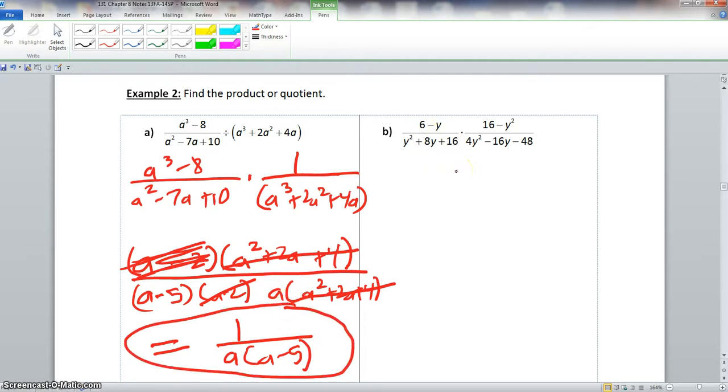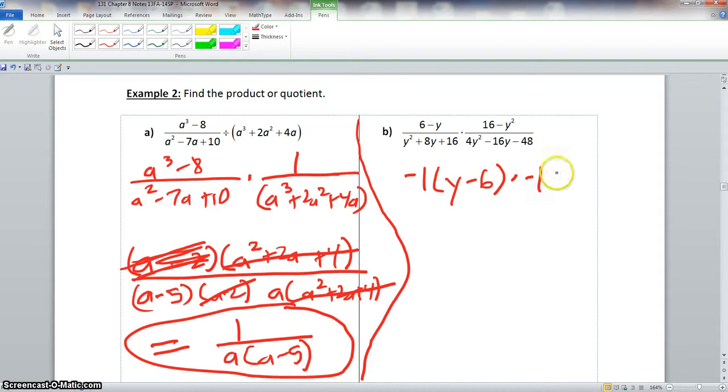Now we go here to b. Now we have (6 minus y) over (y squared plus 8y plus 16) times (16 minus y squared) over (4y squared minus 16y minus 48). Okay, first things first, we could factor out a negative 1, and we would be left with y minus 6. And then here we could factor out a negative 1 as well, so this would be times negative 1.